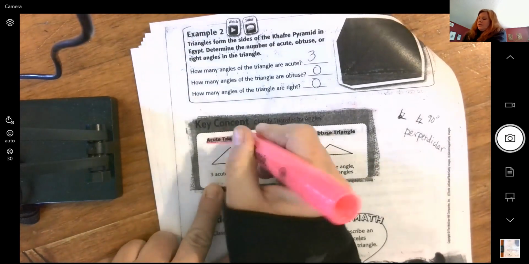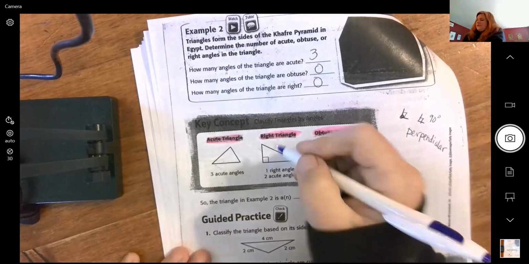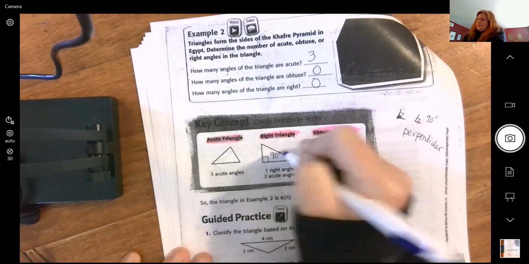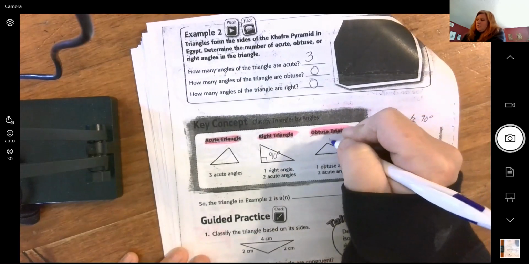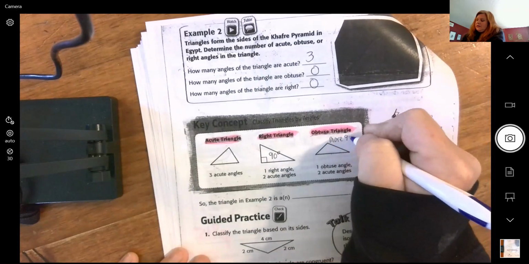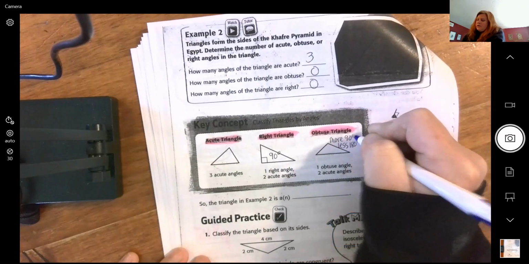So let's go ahead and highlight our vocabulary. We said a right one has at least one angle that's 90 degrees. This one has one that's more than 90, but less than 180. Remember, if it's 180, it's a straight line.